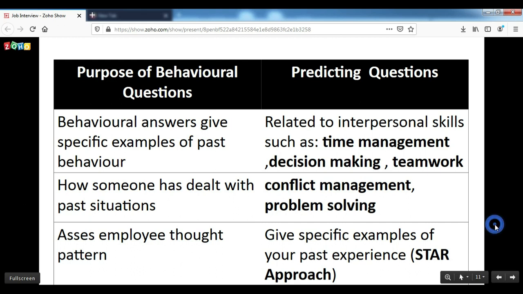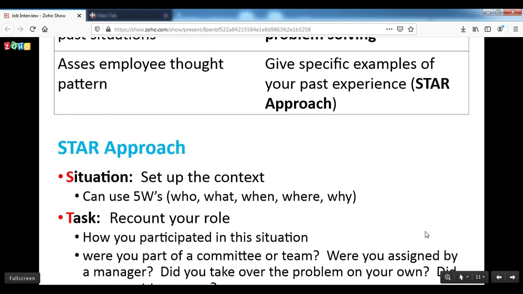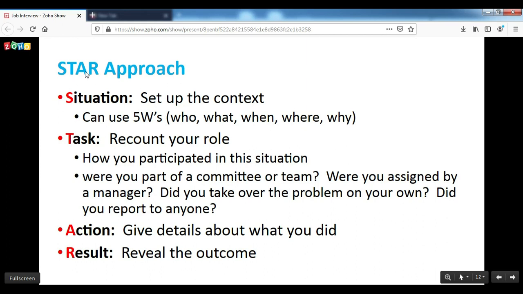Fine, so let's look at an example of how to deal with behavioral questions using the STAR approach. So the STAR approach is basically divided into four parts. Fine. The S stands for situation, which means that first, to answer the behavioral question, you need to set up the context, and that can be done by using the 5 W's: who, what, when, where, and why.